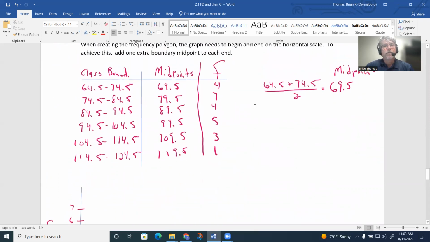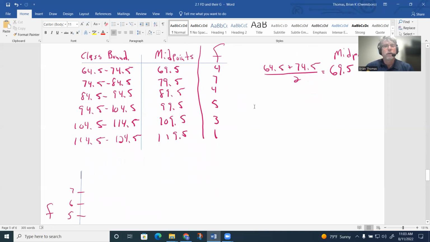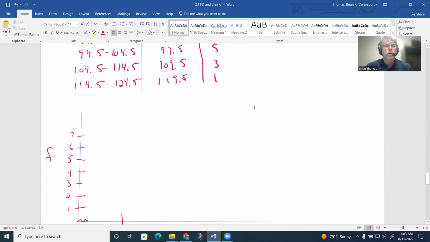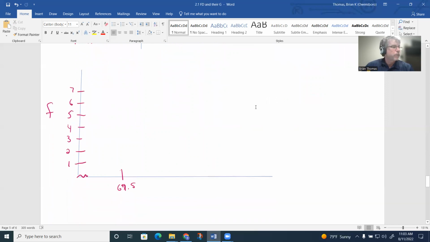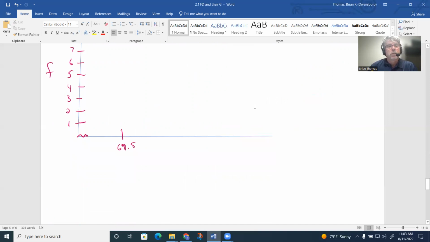So now that I have my information, I can start creating the actual frequency polygon, or sometimes I call it a line graph. Now notice one thing we have to do is move the 69.5 out a little bit, because we're going to put another boundary in that's one to the left. So if I lose 10 there, I'm going to end up with 59.5.